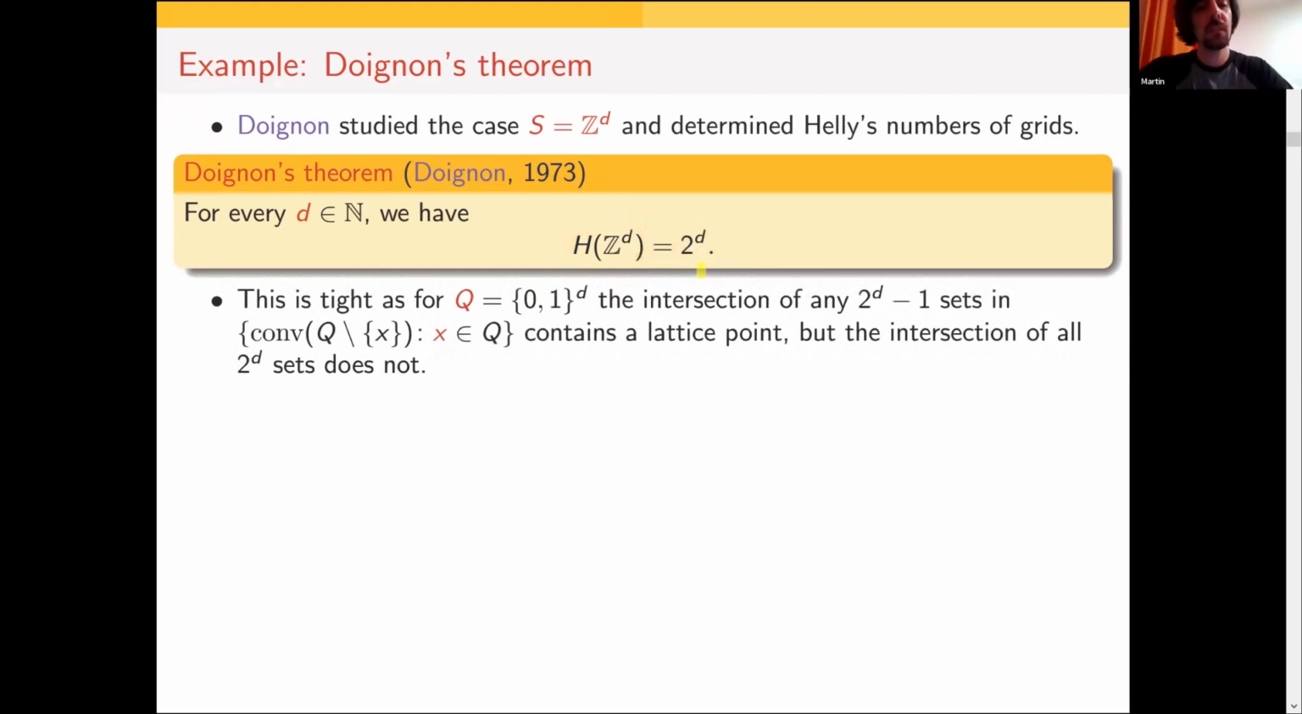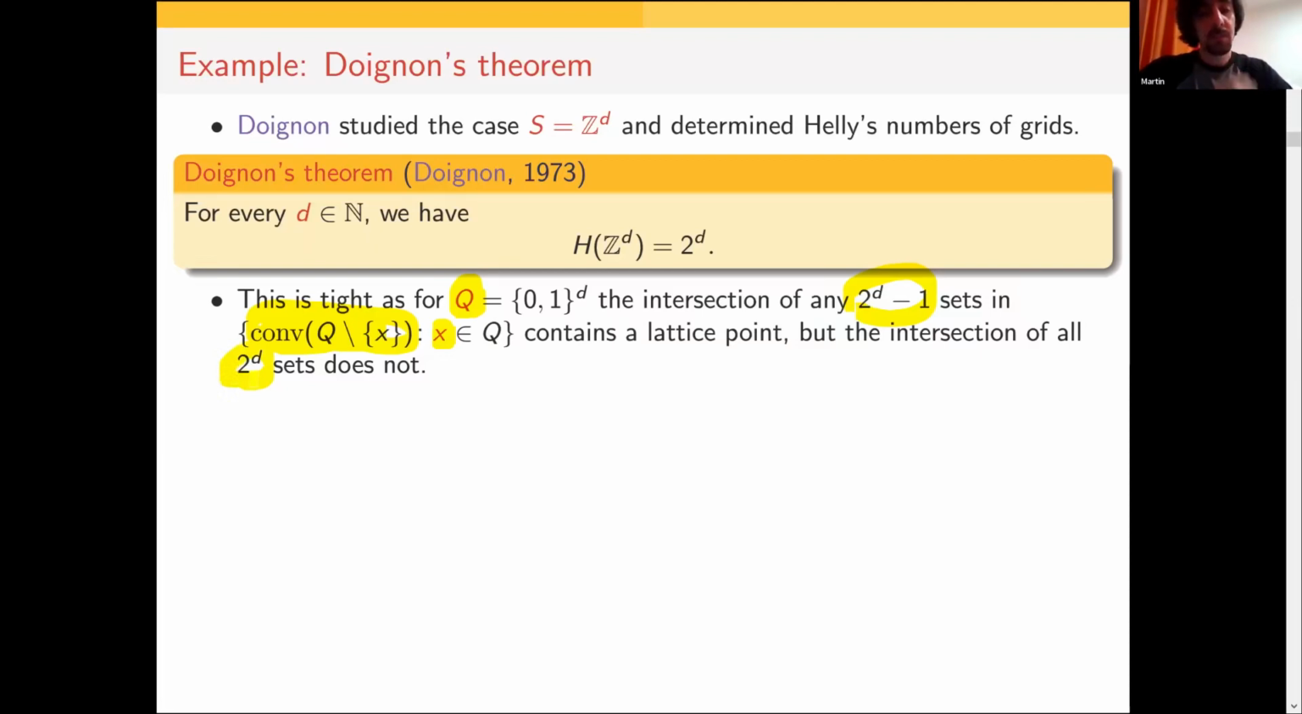And it's exact, so this is tight. It can be witnessed by the following example. Take a set Q, which is the set of 0,1 vectors of length d. And now, as our family of convex sets, consider the convex hulls of point sets that are obtained from Q by removing one fixed point x. This gives us 2 to the d convex sets, and they have the property that the intersection of any 2 to the d minus 1 sets from this family contains a lattice point, but the intersection of all of the 2 to the d sets does not.